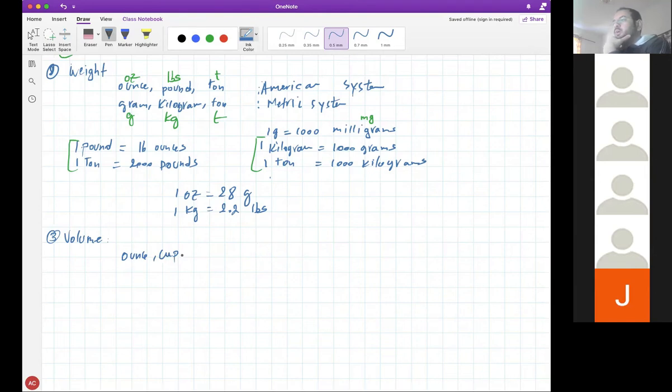Milliliters. Liters, okay, that would be the second system. The liters would be the international system, so liters. So this is the American system. Cups, ounces, cups. What else? So in addition to ounces and cups.